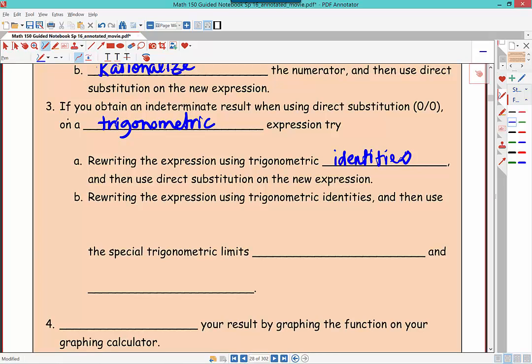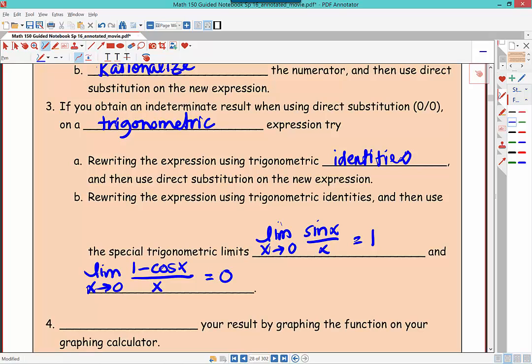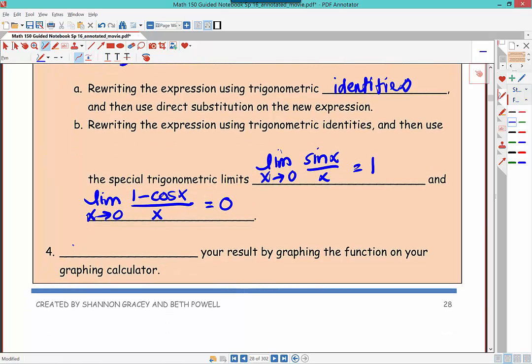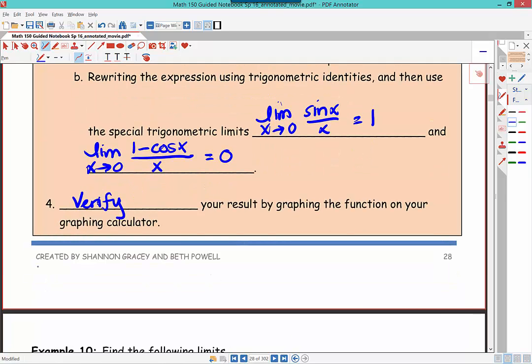You can rewrite the expression using trig identities and use the special trig limits: the limit as x approaches 0 of sine of x over x is 1. The other one is the limit as x approaches 0 of 1 minus cosine of x over x is equal to 0, right? And sometimes you're using a combination of everything. And then also verify your result by using the graphing feature on your graphing calculator.